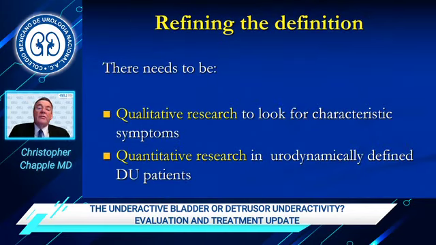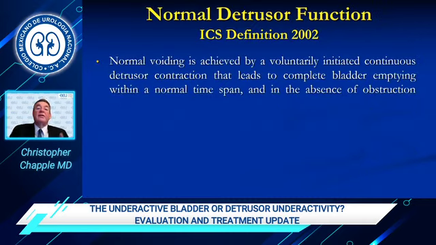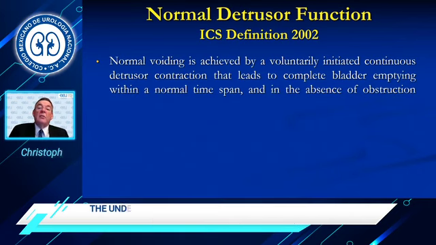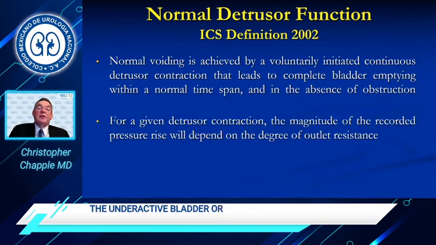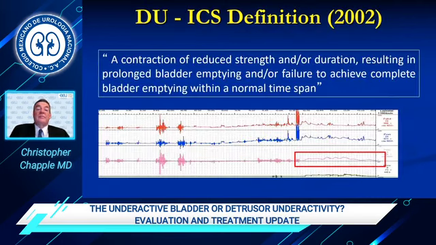To take this further forward, one of course needs qualitative and quantitative research. In the time available, I can't go into that in more detail, but we know as urologists what normal detrusor function is, which is achieved by a volitional initiation of contraction that leads to complete bladder emptying in a normal time span and in the absence of obstruction. And for a given detrusor contraction, the magnitude of the recorded pressure rise will depend on the degree of outlet resistance. And here you can see a patient who has, I'm sure you'd agree, detrusor underactivity with a low pressure, low flow.